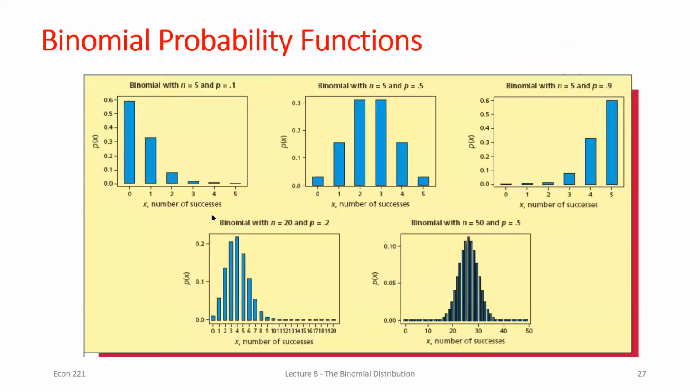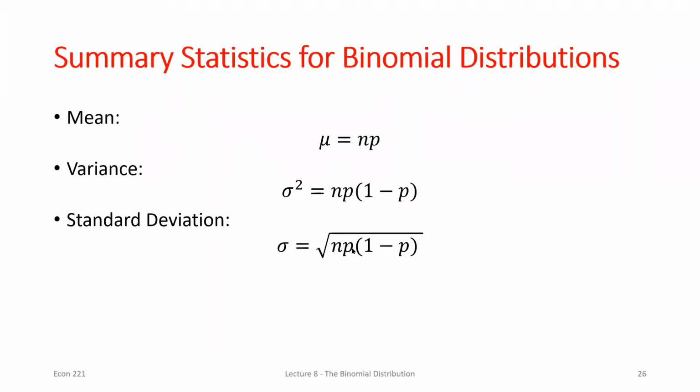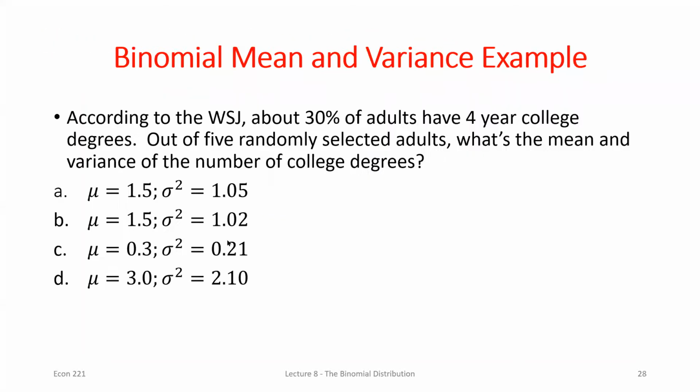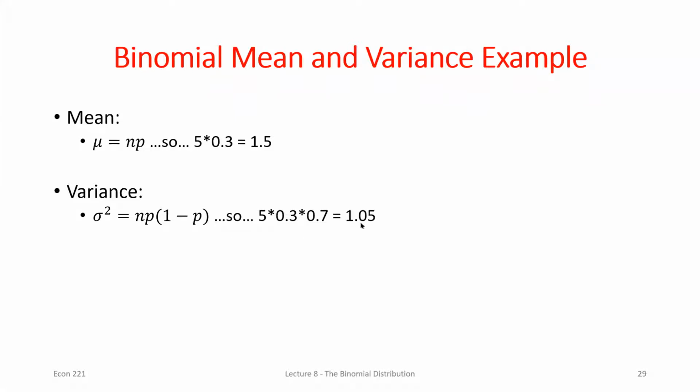But what about the variance? We just go back. n is 5, p is 0.3. So 5 times 0.3 is 1.5, times 1 minus 0.3, so times 0.7. We actually end up getting 1.05. Okay? These should be pretty easy problems. If I give you one of these on the exam, these should be some easy points, right?